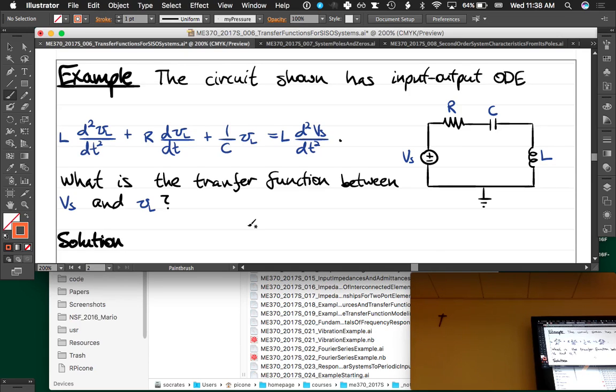L times S raised to the power of the derivative. So L S. So that's the one. So what to the power is R?